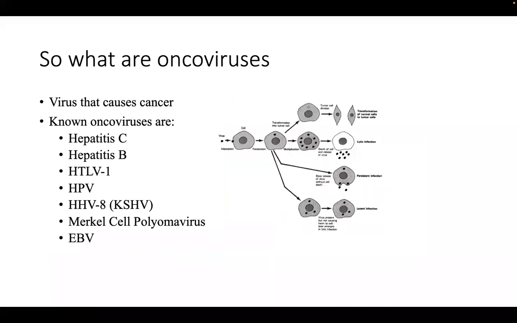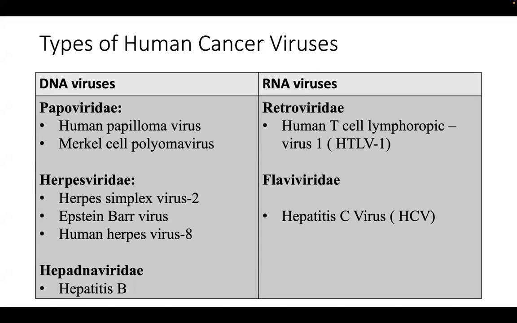So what are these oncoviruses? They are basically just viruses that cause cancer. And some of the oncoviruses are hepatitis C, hepatitis B, the human T-cell lymphotropic virus 1, human papilloma virus, human herpes virus 8, the Merkel cell polyoma virus, and EBV, Epstein-Barr virus. So these are some of the oncoviruses that cause cancer.